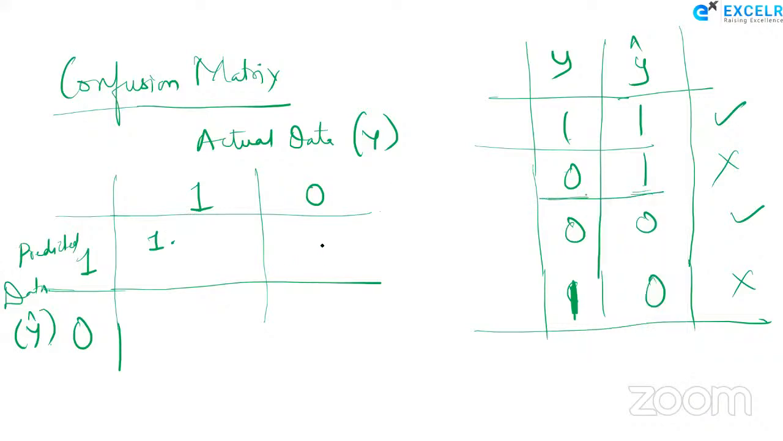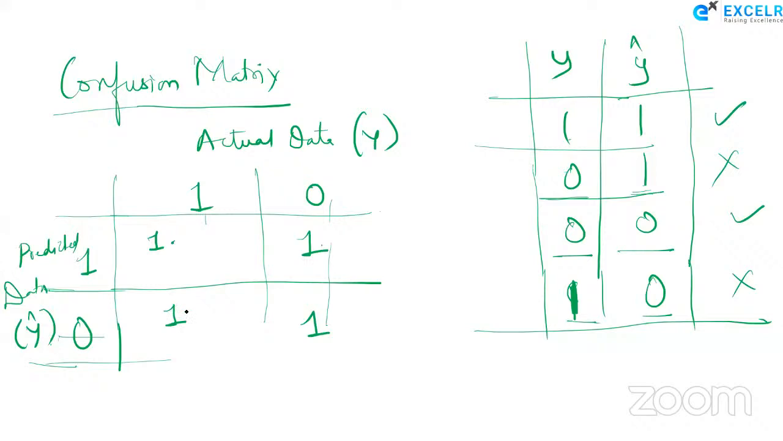So actual was 0, but predicted was 1. So basically I will have one more over here. Actual was 0, predicted was also 0. So actual 0 and predicted 0, so this is one observation over here. And actual was 1 and predicted was 0. So I'll add one observation over here.